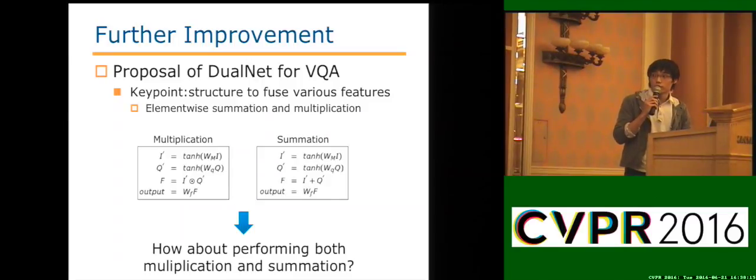In visual question answering, we have to fuse the image features and sentence features in some steps. There are many options to fuse the image features and sentence features, like multiplication or summation. At this point, we thought that the information extracted from multiplication and the information from summation should be different. So we thought about performing both multiplication and summation in the network.